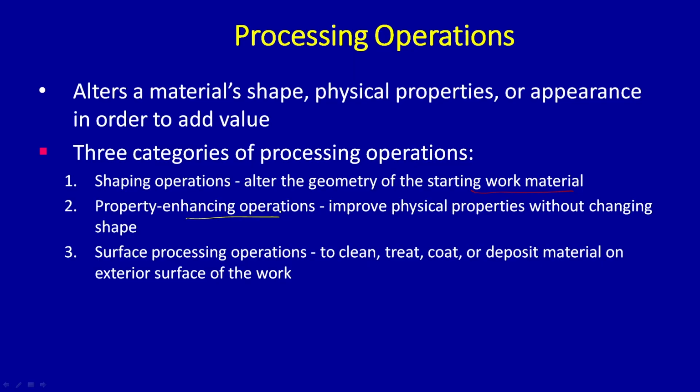And the third one, which is very important nowadays, is called surface processing operations, in which you can clean, treat, coat, or deposit materials on the exterior surfaces of the work. That is very widely used nowadays. Think about the walls of a house, you always paint them in order to protect them from being degraded by environmental aspects, sunlight, dust or moisture, whatever it is. So, surface processing operations are very critical nowadays. Hope you understand the three categories of processing operations used for any kind of manufacturing.